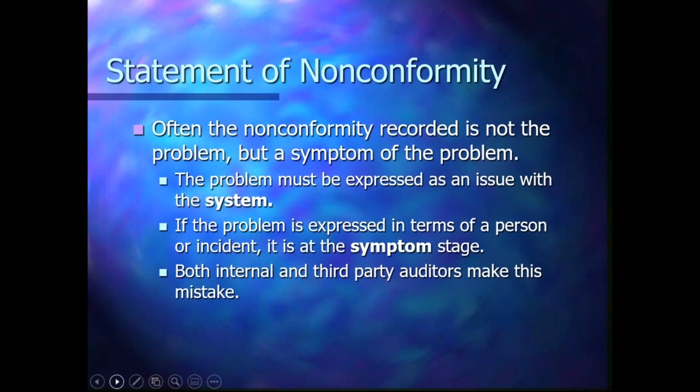So let's talk about some common pitfalls with the statement of nonconformity, which is the first part of a well-written nonconformity. So often the nonconformity recorded is not the problem, but a symptom of the problem. The statement of nonconformity needs to be expressed as an issue with the system. And that word is bolded for a very specific reason. If the problem is expressed in terms of a person or incident, then it's at the symptom stage, and we want to avoid that. I see both internal and third-party auditors making this mistake.